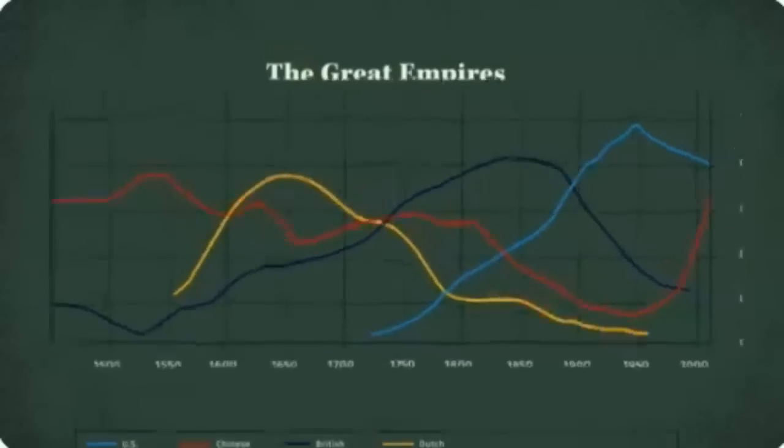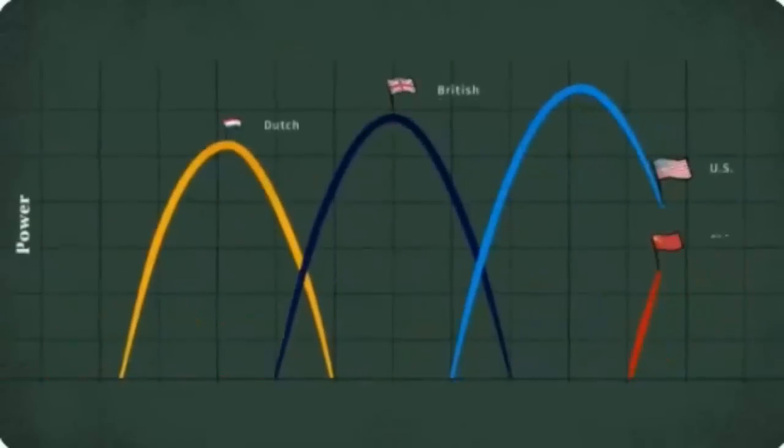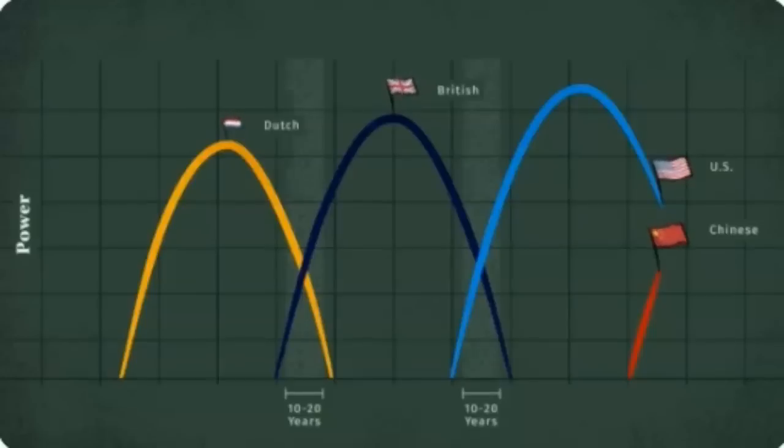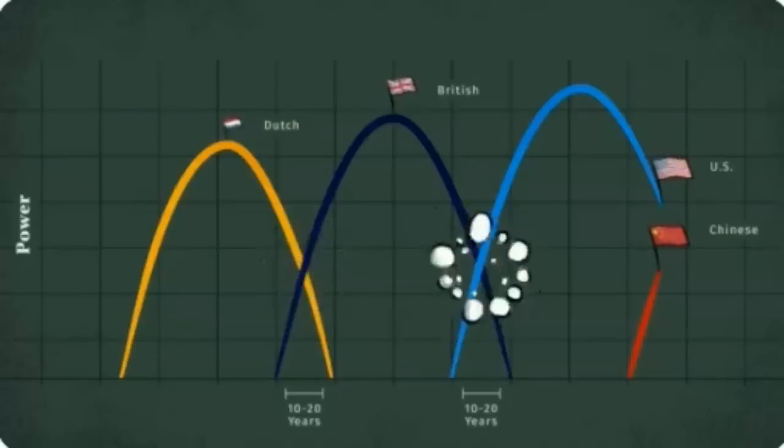Now let's simplify the form a bit. As you can see, they transpired in overlapping cycles that lasted about 250 years, with 10 to 20-year transition periods between them. Typically, these transitions have been periods of great conflict because leading powers don't decline without a fight.